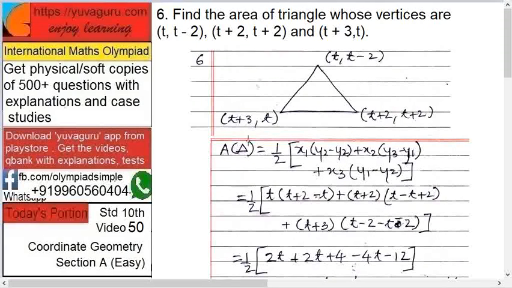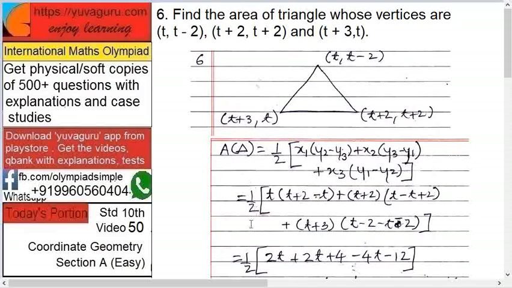So area equals half into x1 into (y2 minus y3) plus x2 into (y3 minus y1) plus x3 into (y1 minus y2). Here you can follow the same sequence. If you take x1 into (y3 minus y2), then x2 into (y1 minus y3), follow the same sequence. The easiest way is 1 2 3, then 2 3 1, 3 1 2. That's the simplest sequence. That's why I always follow that sequence.